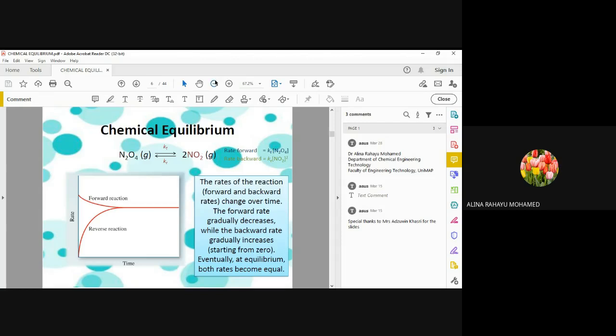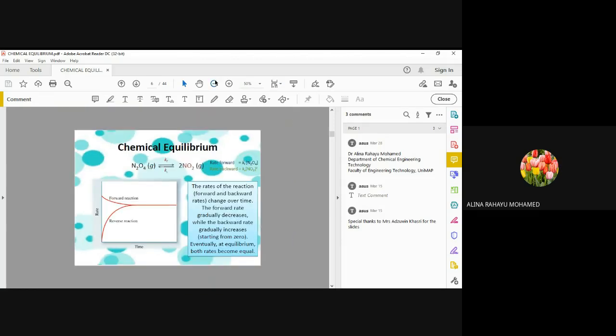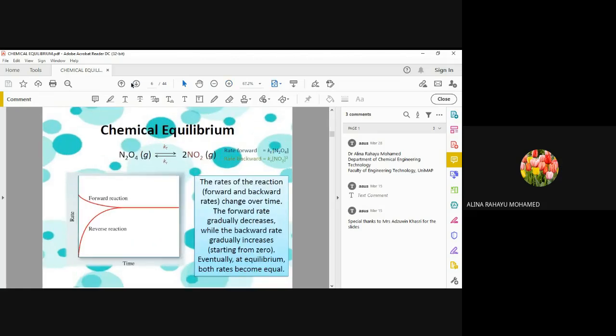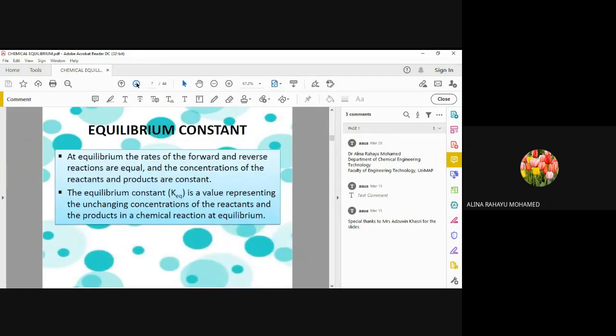Therefore, at equilibrium, both rates become equal. So at equilibrium, we have equal rates of reaction. At equilibrium, the rates of the forward and reverse reactions are equal and the concentrations are constant. We have a constant concentration.